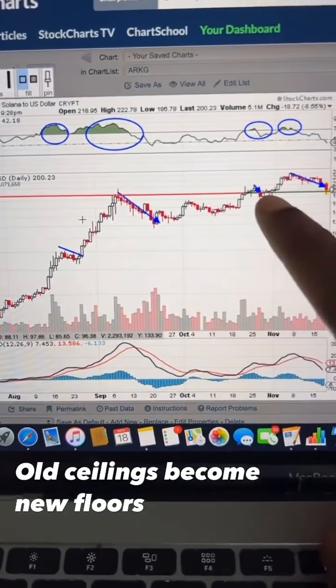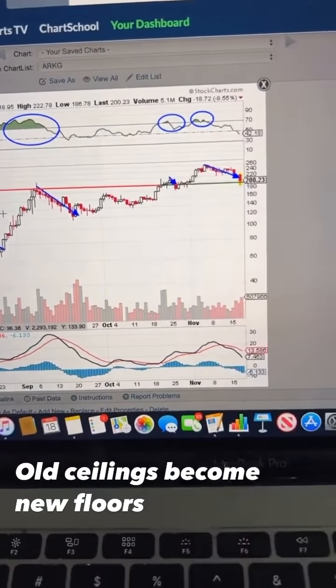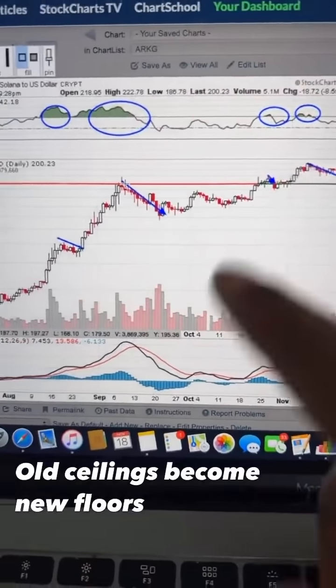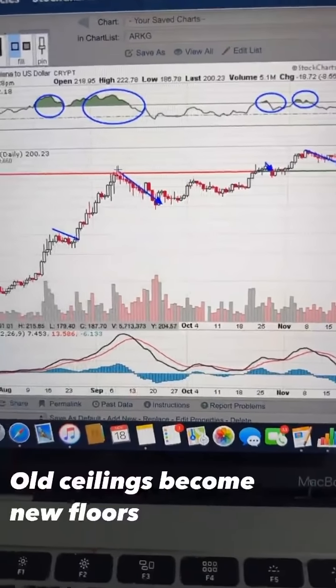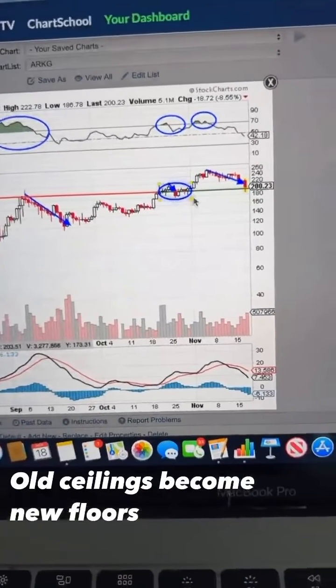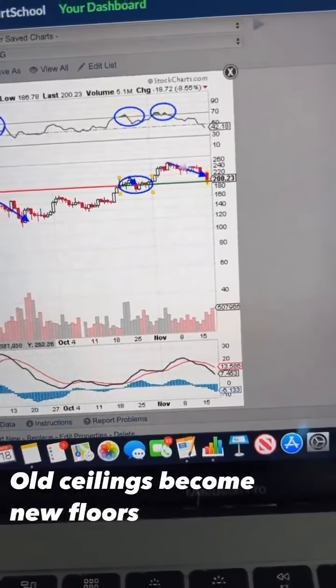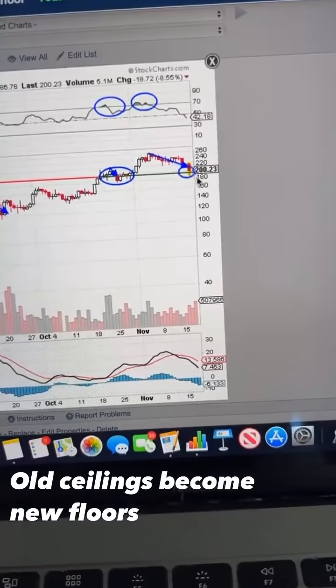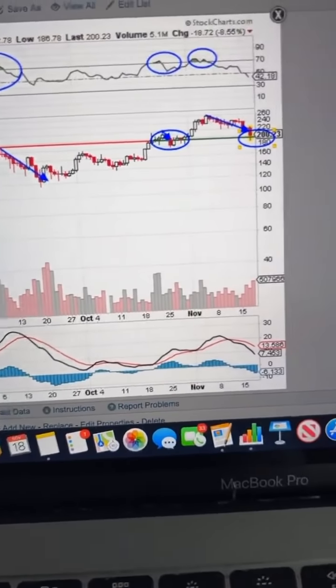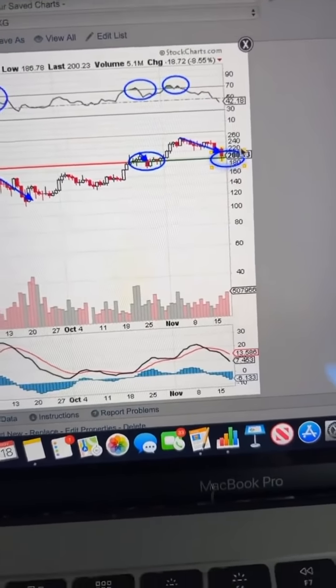You see how it acted as a floor here? So imagine if you're just listening to my advice blindly on this day and you're like, all right, Chris says this old ceiling becomes this new floor. So you buy it here. And then look what happens. It runs, right? Now it's touching this again. So we know we're sitting at an area of support right now. So we're buying, right?